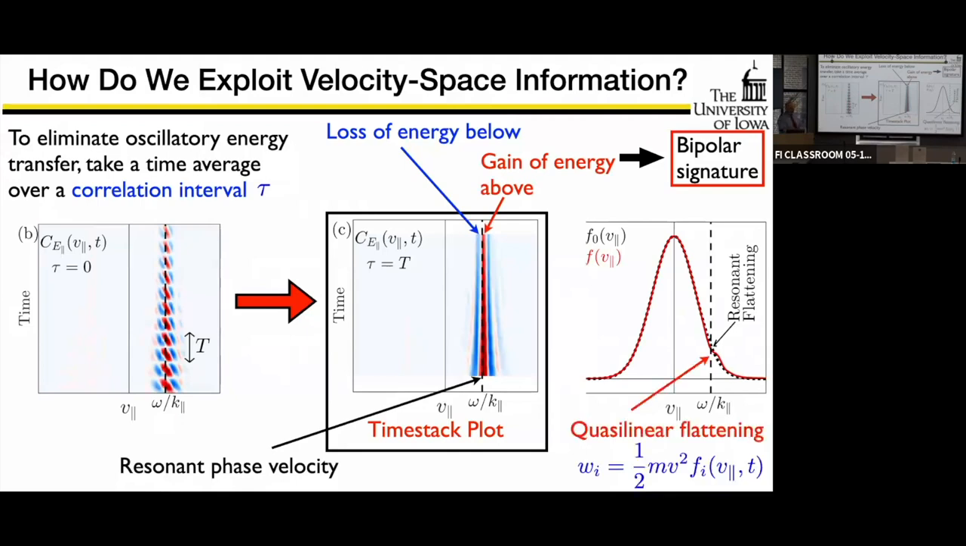Because if I look at what is the ion phase space energy density, well, it's 1/2 mv squared times F. Okay, the only thing that changes here is F. That's the only thing that changes. V is a coordinate in kinetic theory. It does not change. And so what happens is if I lose energy here, that F has to drop down. And if I gain energy above the velocity, that F increases. That is the flattening. So this bipolar signature is simply a manifestation of that quasi-linear flattening associated with the damping of that wave.